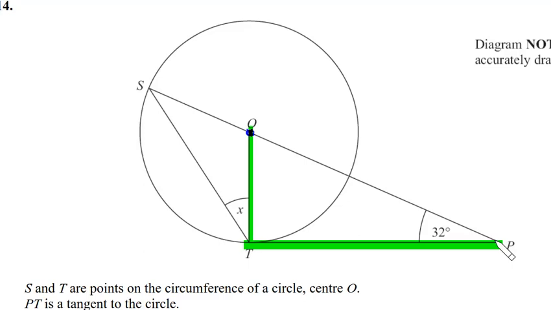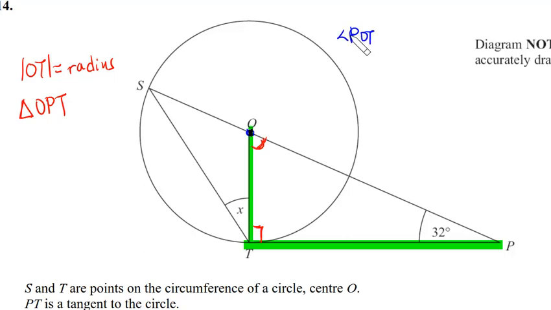So OT is a radius, and we know that the radius of a circle is perpendicular to the tangent of the circle. The word perpendicular means the radius makes an angle of 90 degrees with the tangent. So here I have an angle of 90 degrees at this point. Now remember, I have triangle OPT, and don't forget that the sum of angles in a triangle is 180 degrees. Now the angle POT can be easily obtained.